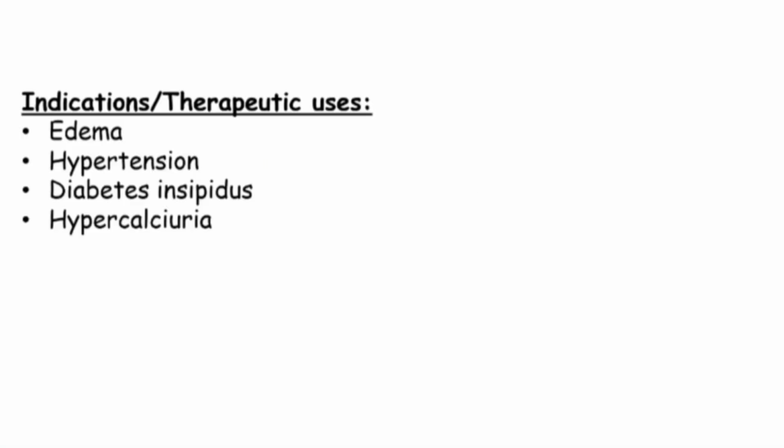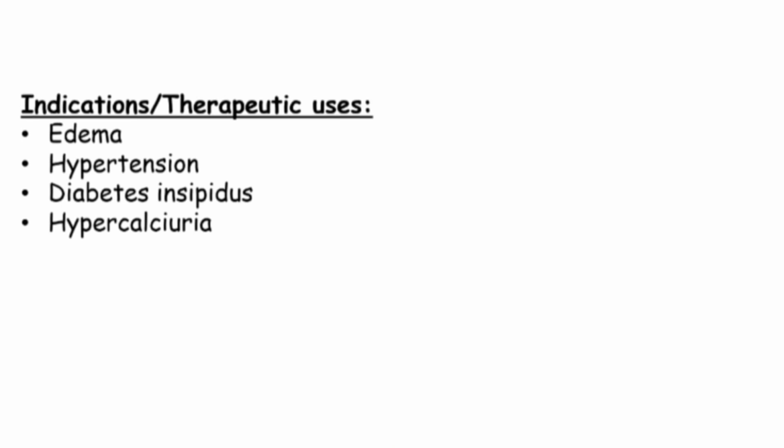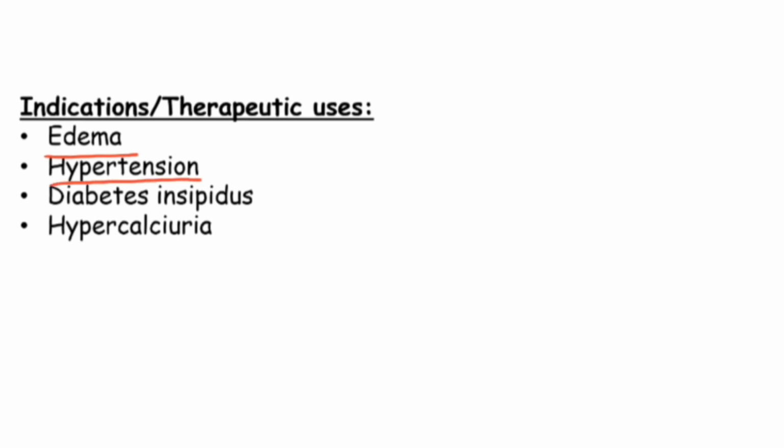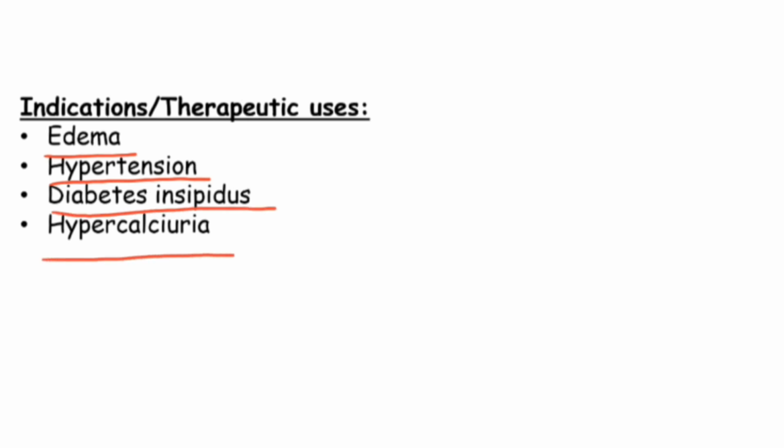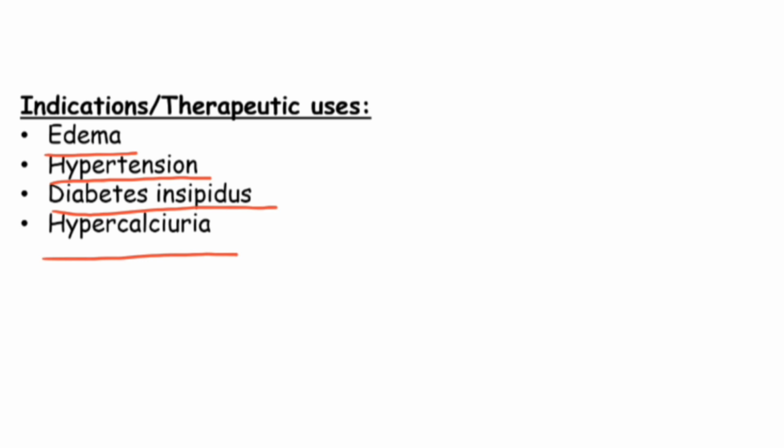So now let us look at the indications or therapeutic uses of thiazide or thiazide-like diuretics. There are 4 main indications of thiazide diuretics. The first is edema. They are used in the maintenance therapy for edema. Second is hypertension. As they decrease the amount of ions in the body, they help in hypertension. Third is diabetes insipidus, and the fourth is hypercalciuria because they decrease the excretion of calcium in urine.